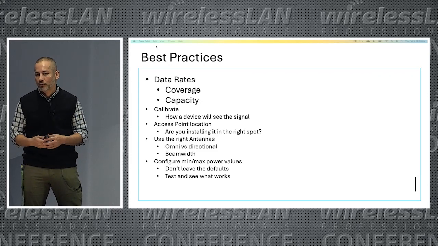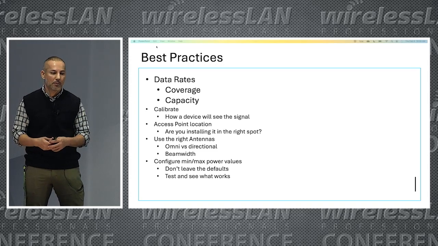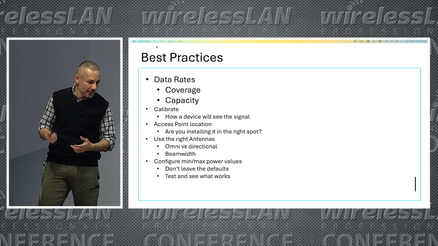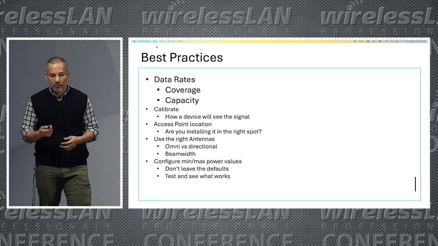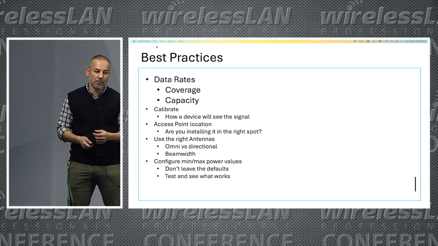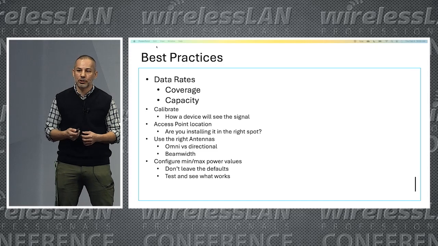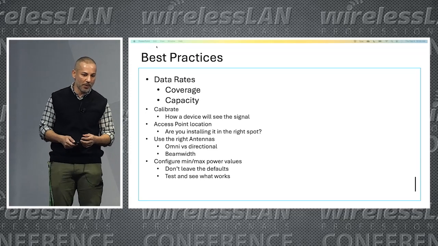Capacity is another thing you need to worry about. If you have enough access points and you need to worry about the capacity, you do want to cut down data rates. The best thing to do is to test out everything that you're doing. Calibrate your client devices. Creating offsets is very crucial. Access point locations: Carl did a very good presentation yesterday, and he hit that point exactly, that it's very important where you're installing access points. You need to pay attention to that.